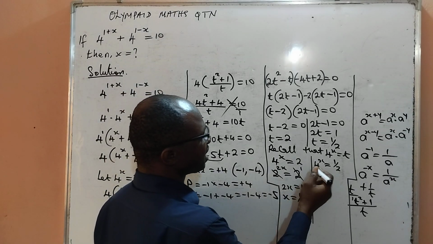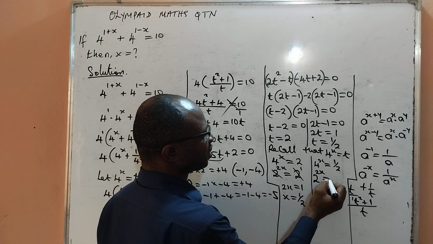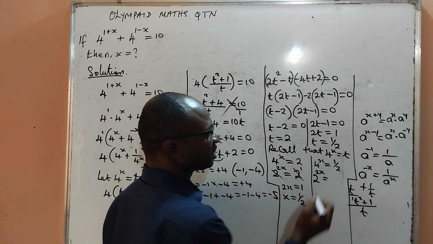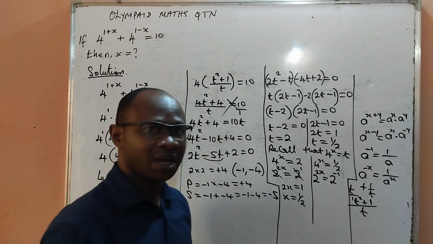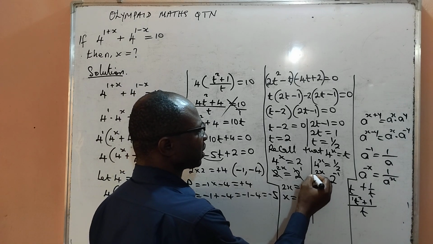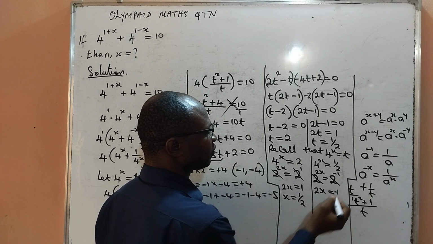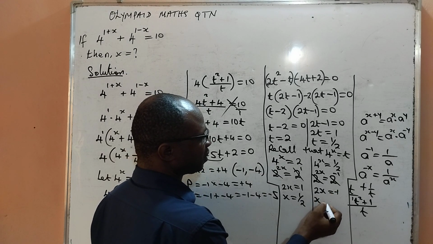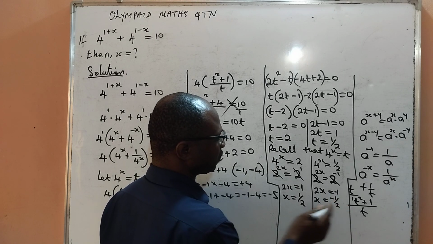Therefore, 4 here is still the same thing as 2 raised to the power 2, then multiplied by x, equal to 1 over 2, which can be written as 2 raised to the power negative 1. At this point, the bases are also equal. We cancel them out to make the powers equal, negative 1. Therefore, the value of x, dividing both sides by 2, will give me minus 1 all over 2.